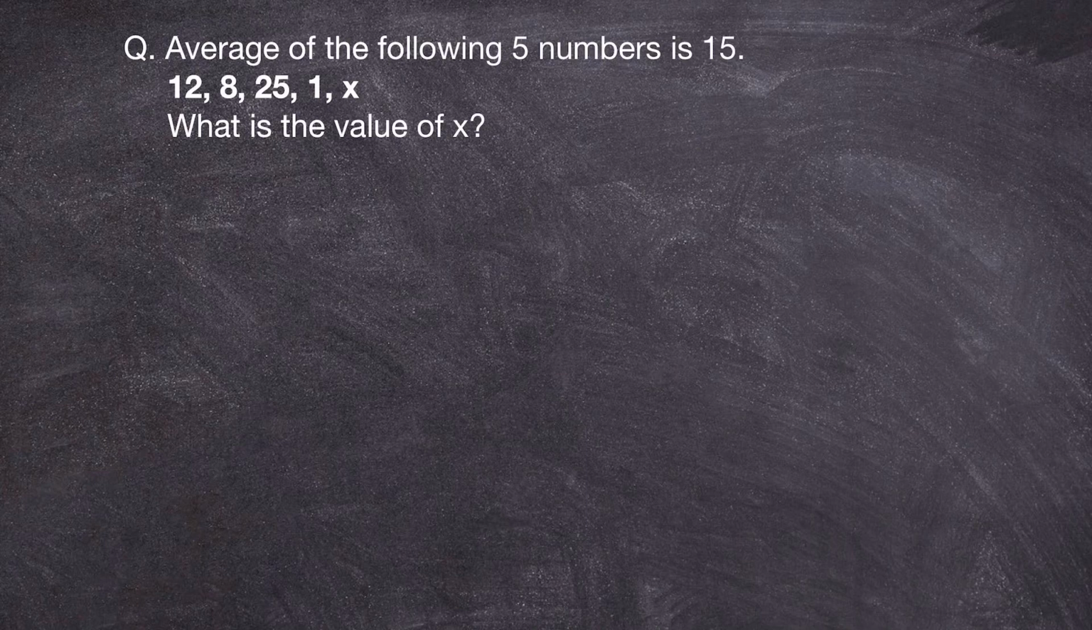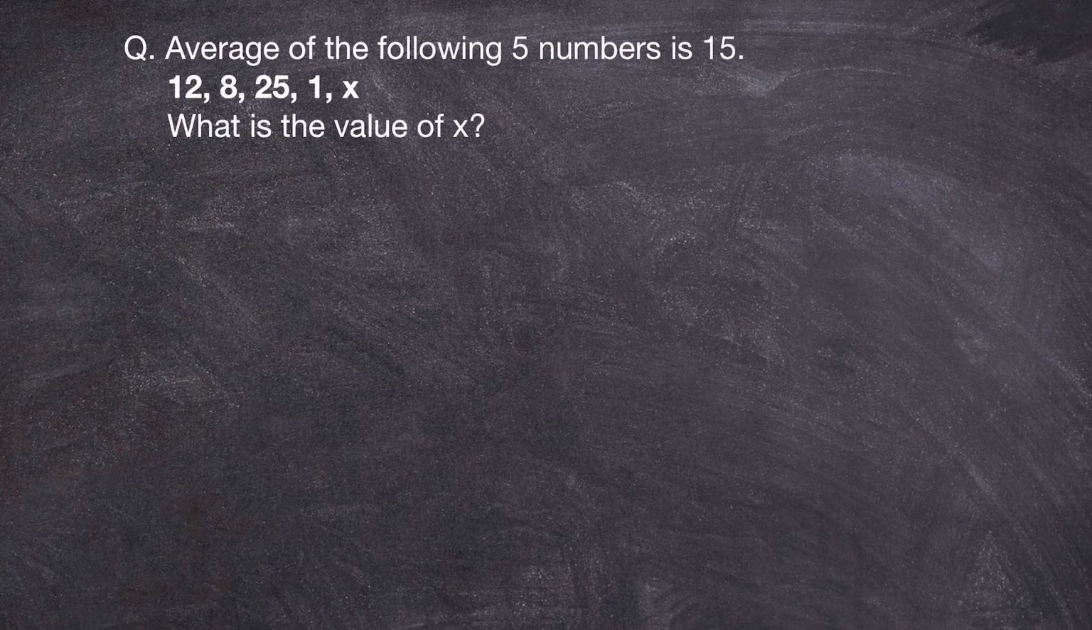Now the question says, average of the following 5 numbers is 15. And those 5 numbers are as follows. What is the value of this x? Now, in order for us to successfully solve this question, what you need to know is the mean formula.